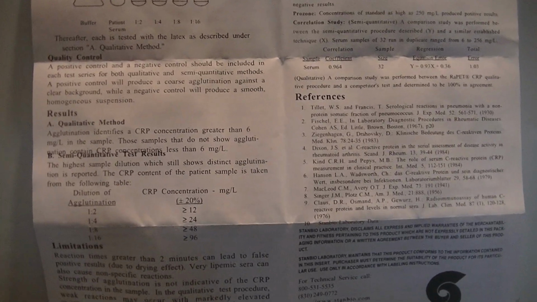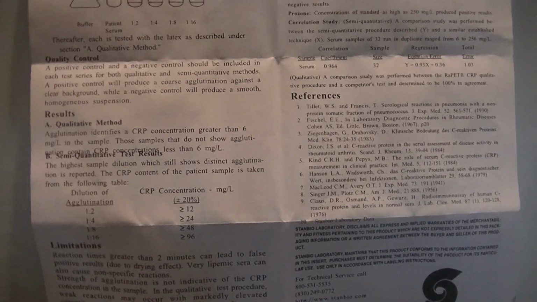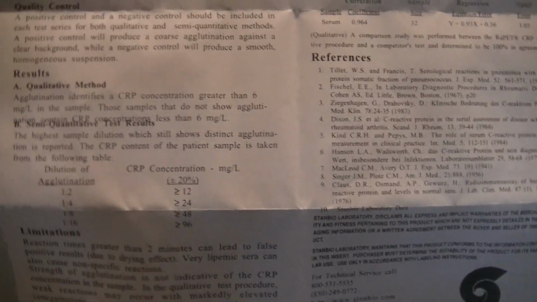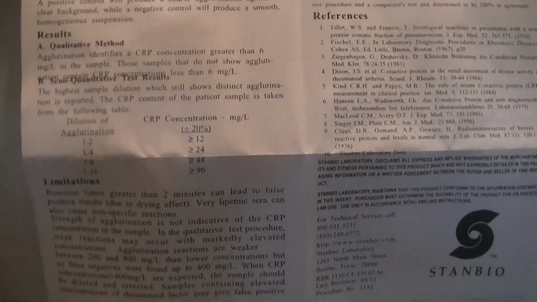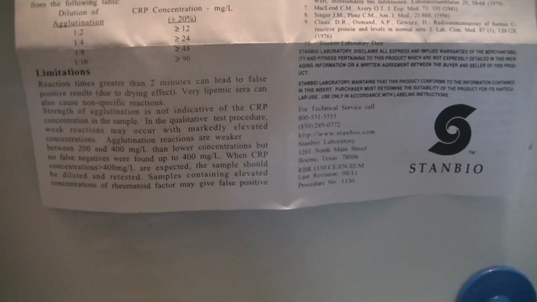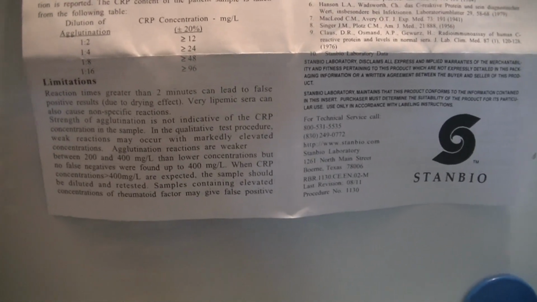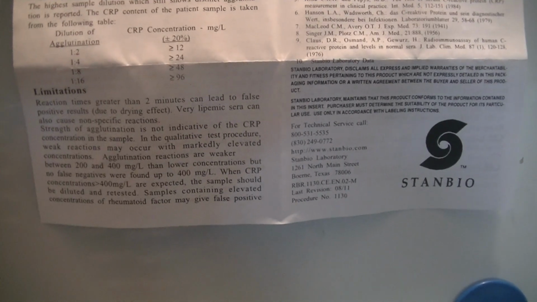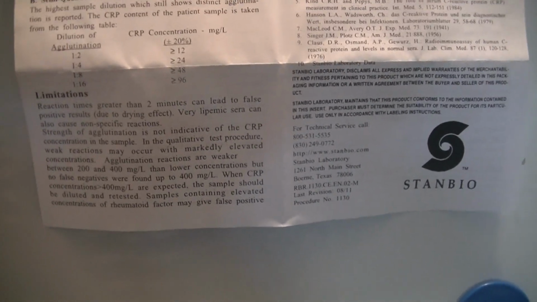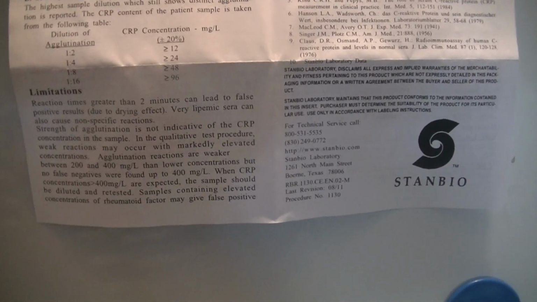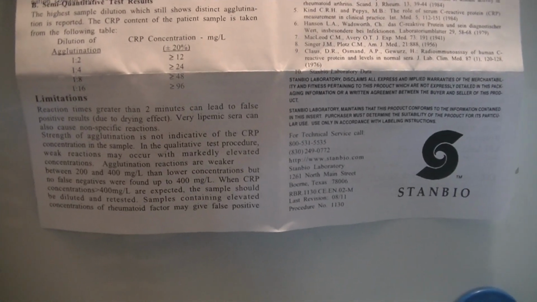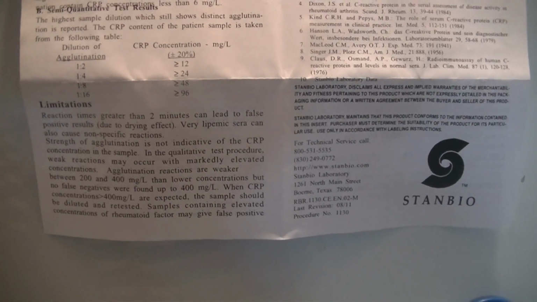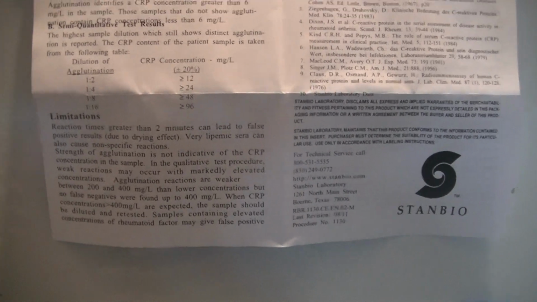Lastly, results. A package insert will always tell you how to read results for the qualitative method and for the dilution or semi-quantitative method. There are always going to be limitations to every test: some things that may prevent a reaction from happening, or some things that may cause a reaction to happen but are not actually indicating an increase in CRP in the test.